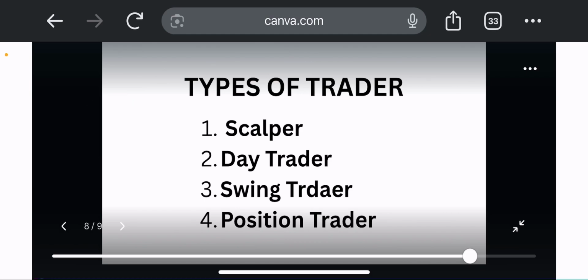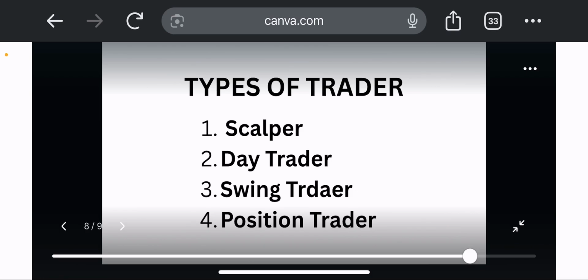We have 4 types of traders. We have the scalpers, the day traders, the swing traders, and the position traders. I'll explain everything to you. So these scalpers are basically the people that go into the market fast. They go in to make fast money, whatever they are making within 5 minutes, 1 minute, 2 minutes, 3 minutes. Those are the scalpers.